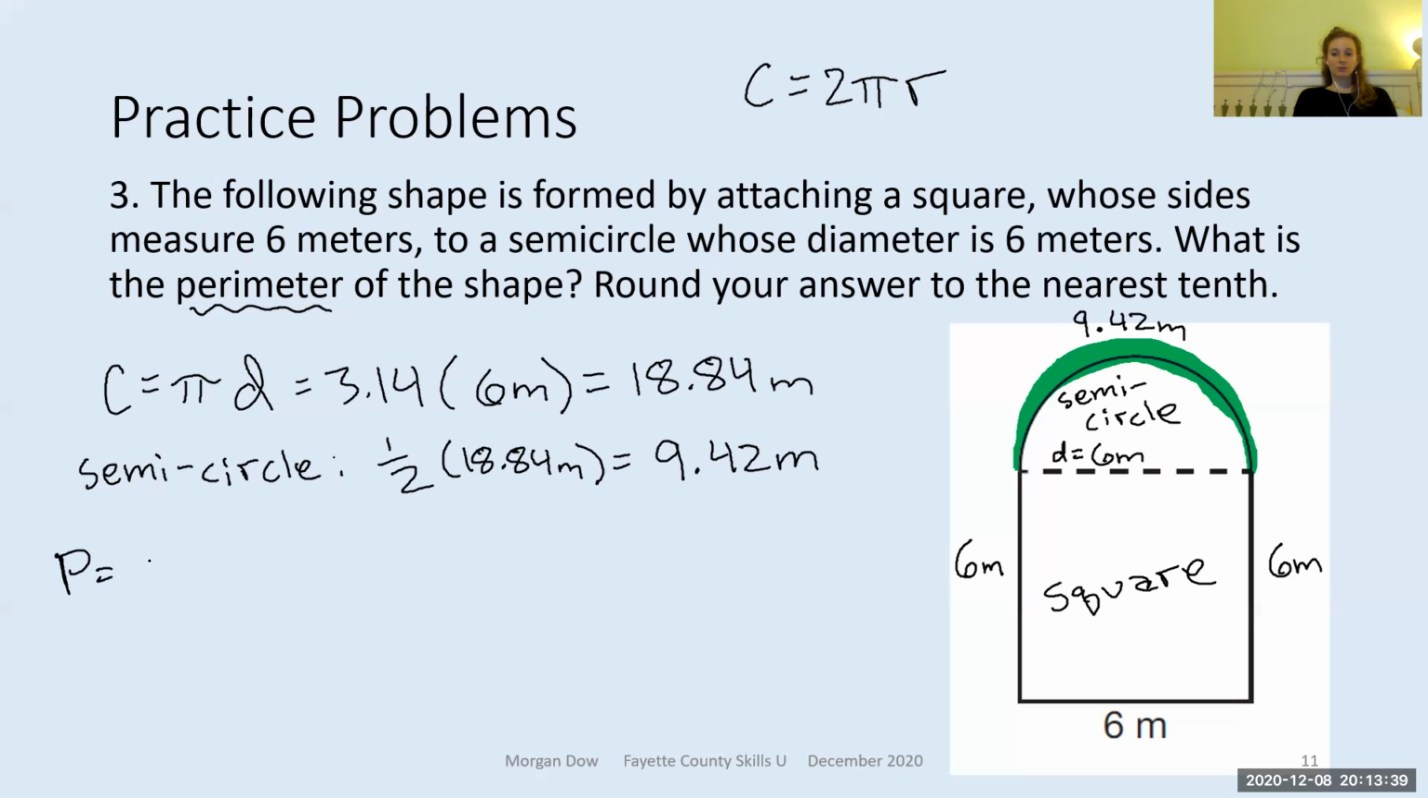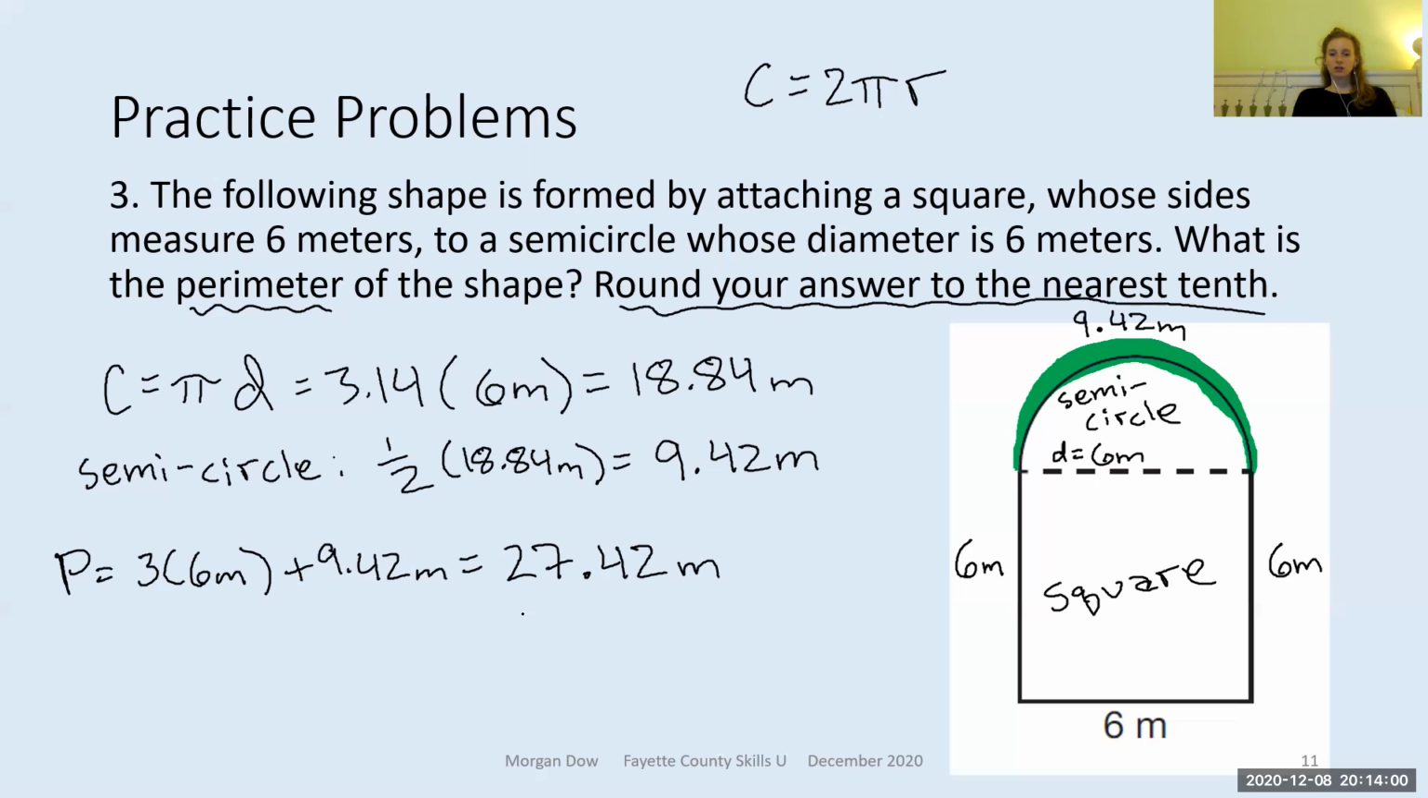Okay, and now we're ready to calculate the perimeter. So it's going to be 6 plus 6 plus 6, or 3 times 6, plus 9.42, which gives me altogether 27.42 meters. And now we need to follow this last piece of directions here, round your answer to the nearest tenth.